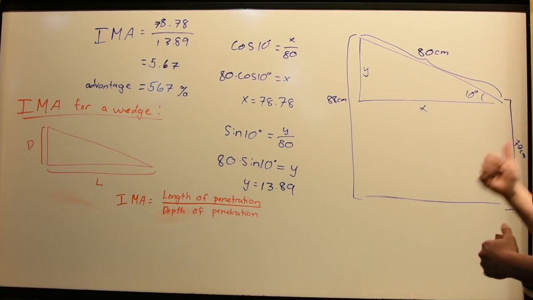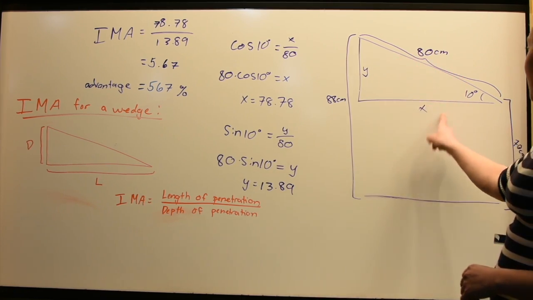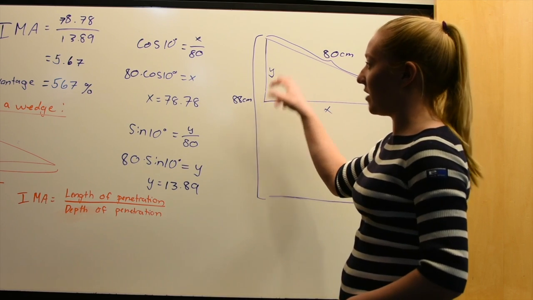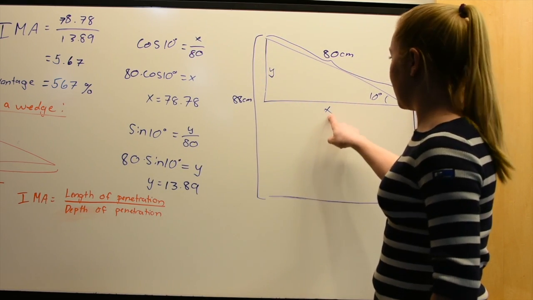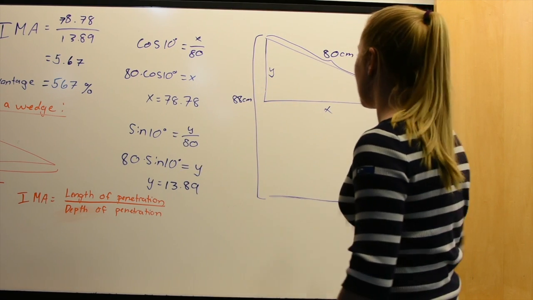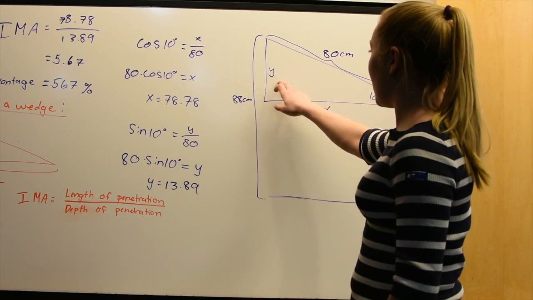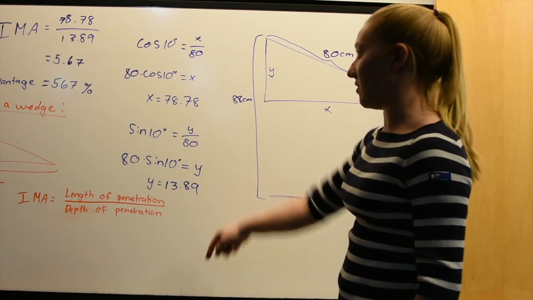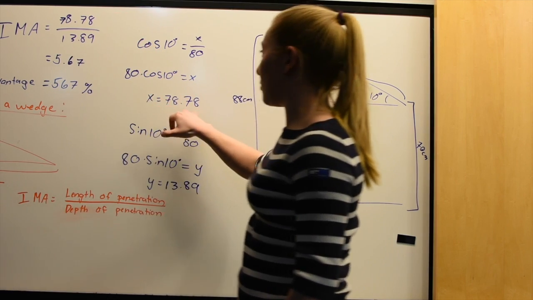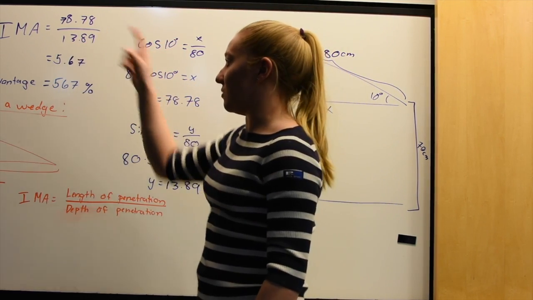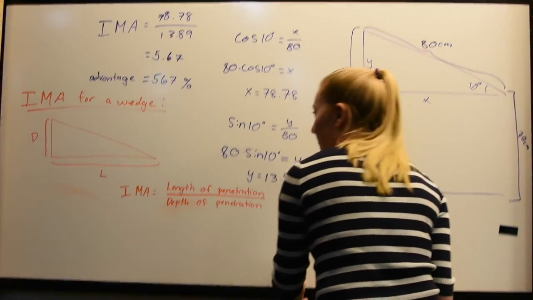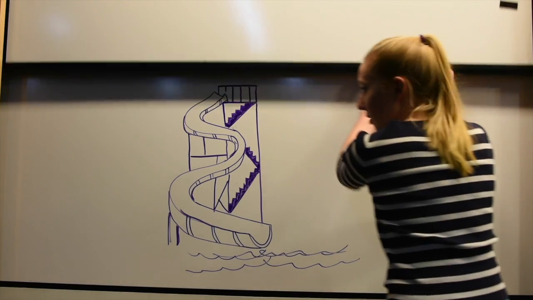So then using trig, we found the length of penetration and the depth of penetration, or x and y. To solve for x, we used cosine. Calculations are drawn accordingly. And then for y, we used sine. And again, calculations are here. So then, to finish up, we found the IMA over here by dividing 78.78 by 13.89, and found that there's indeed a mechanical advantage.